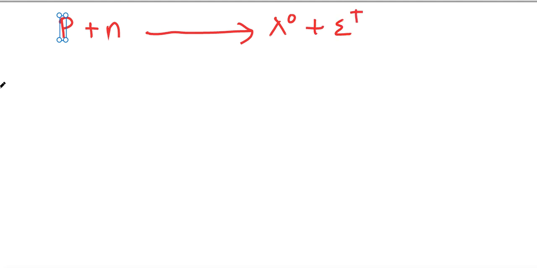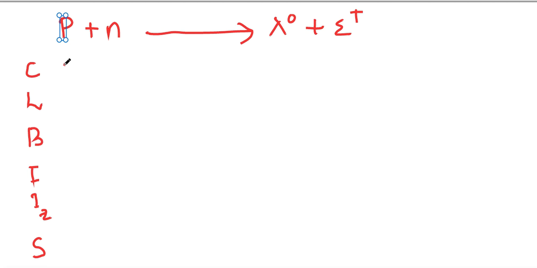So the first reaction is p plus n gives lambda 0 plus sigma plus. p is proton, n is neutron, lambda and sigma are some other particles. So we have to see the conservation laws. First of all I will write here C, L, B, I, Iz and S. I will explain. C is charge, L is lepton number, B is baryon number, I is isospin, Iz is the Z component of isospin and S is the strangeness.